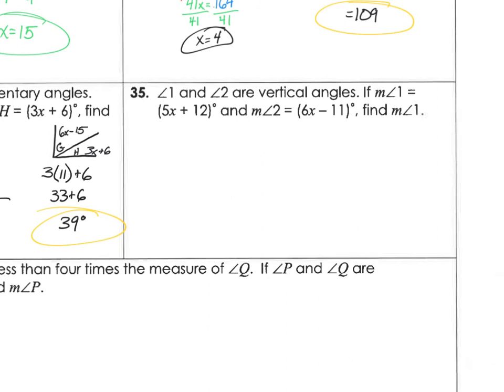Vertical angles, what does that tell you? They are what? Equal. Okay, so we have 5x plus 12 equal to 6x minus 11. So to give you the visual picture, that would be either this angle and this angle or this angle and this angle. Okay. What would we do from here?